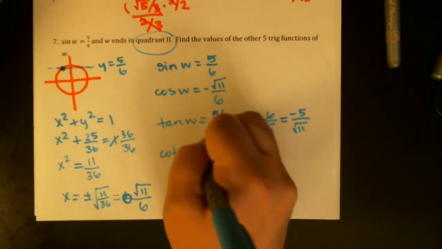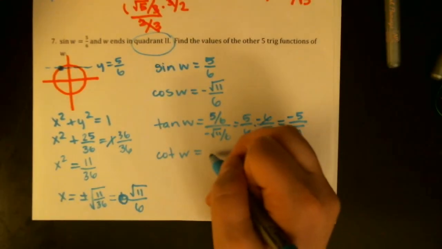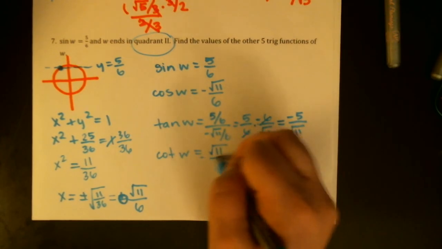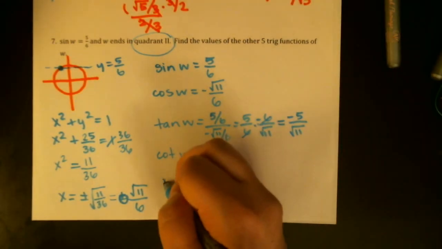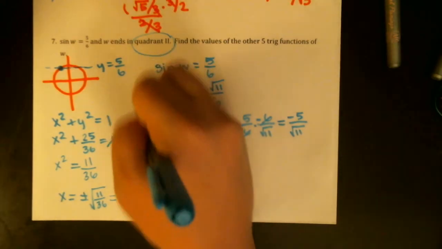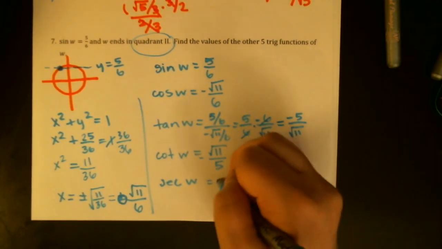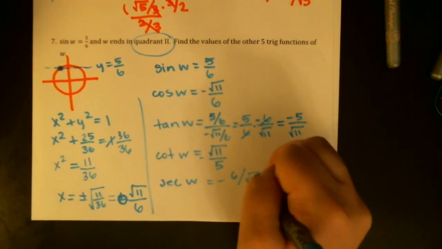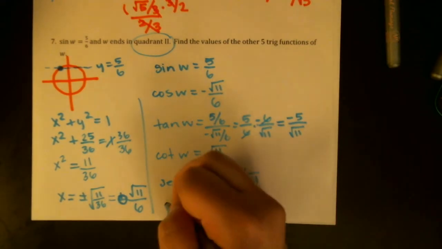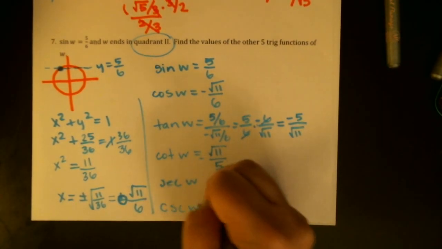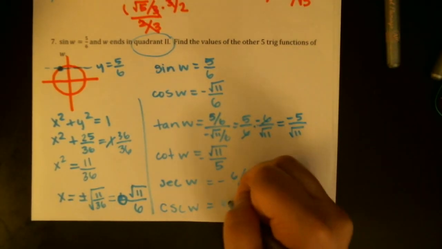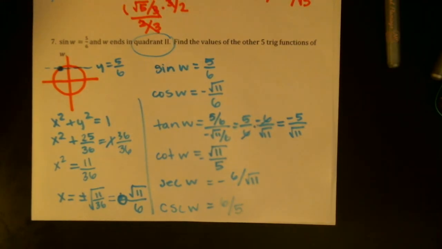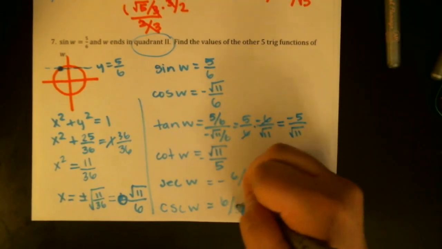Cotangent is the reciprocal of tangent, which means it will be negative root 11 over 5. Secant is the reciprocal of cosine, which means it's negative 6 over root 11. And last but not least, cosecant is 1 over sine, which means it's 6 over 5. Can you read that? Just barely. Okay, 6 over 5.